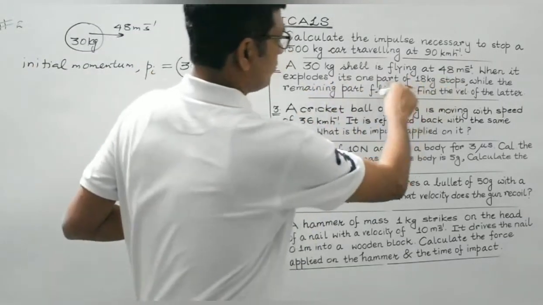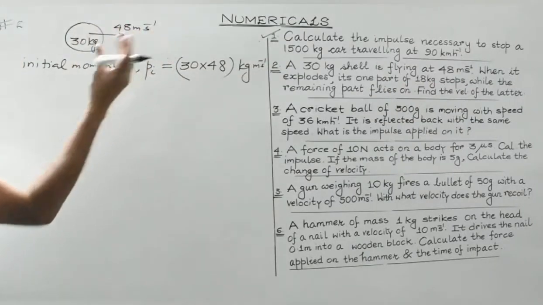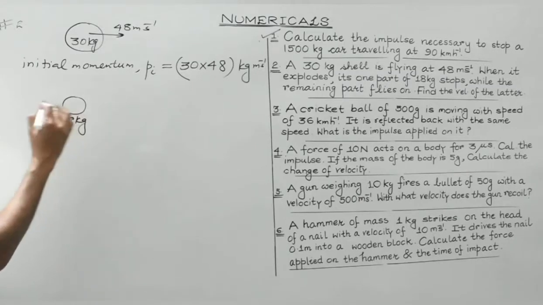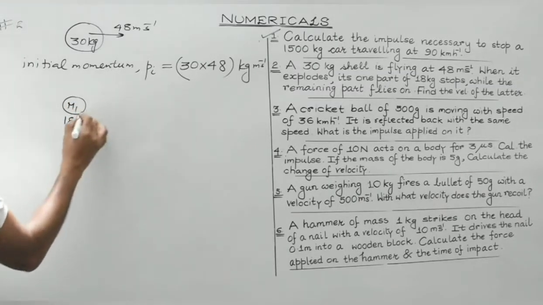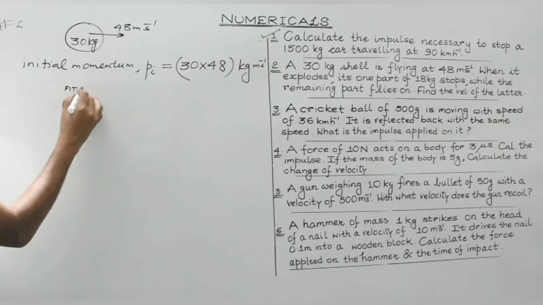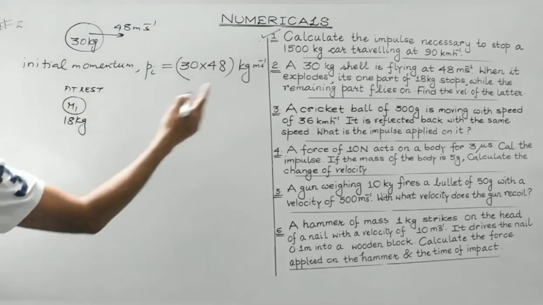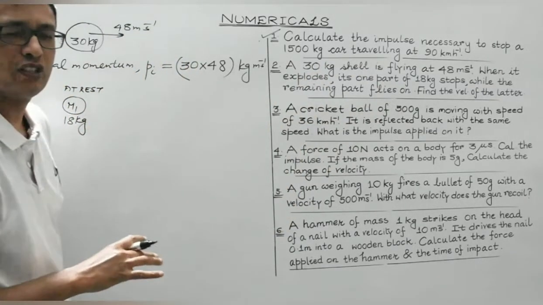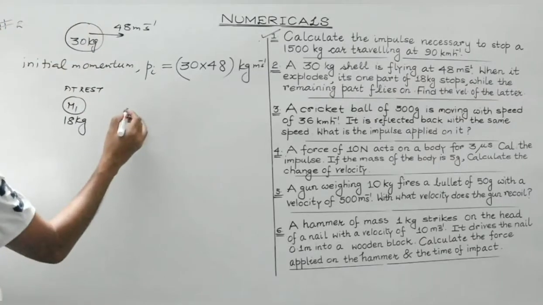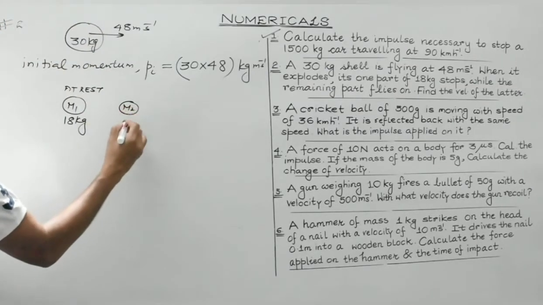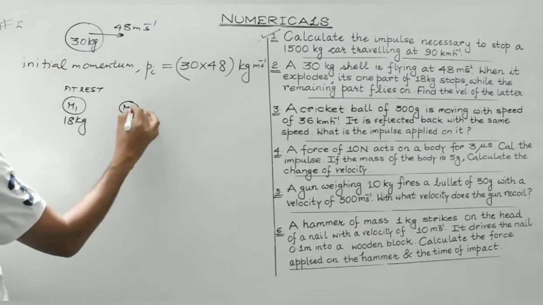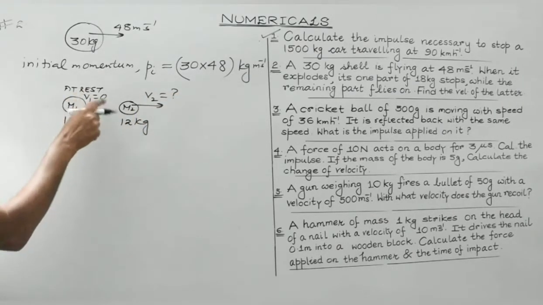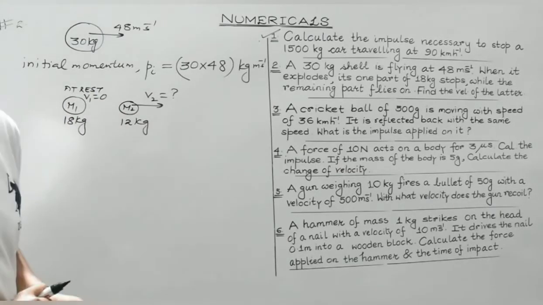Now, when it explodes, one part of 18 kg stops. Suppose this is m1. It comes to rest. Its velocity is 0, right? And the other fragment: out of 30 kg, this fragment is of mass 18 kg, so naturally the other fragment would be of mass 12 kg. Its velocity is to be determined. This is what we are supposed to calculate, right?